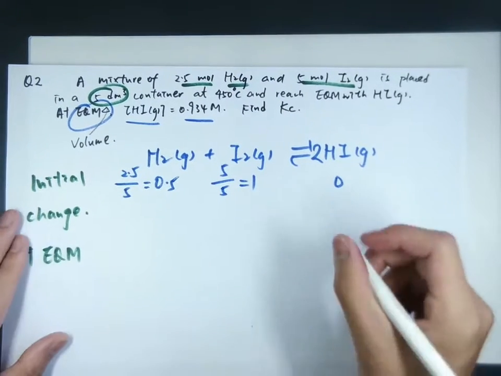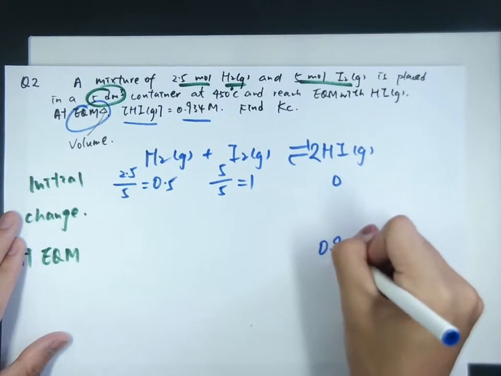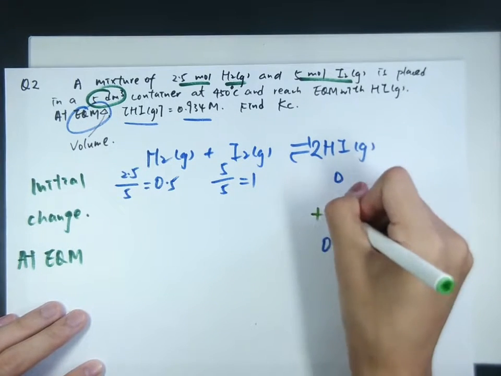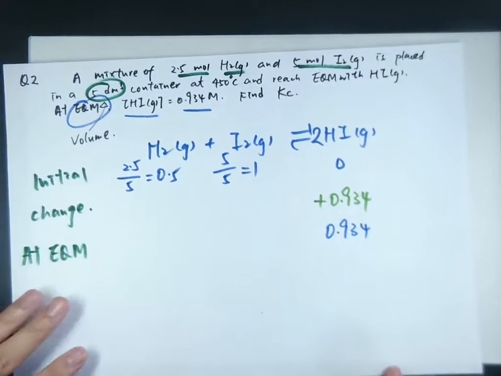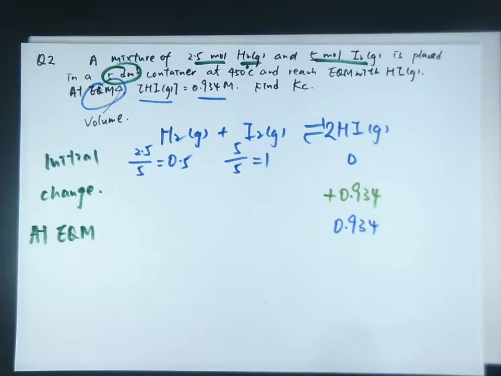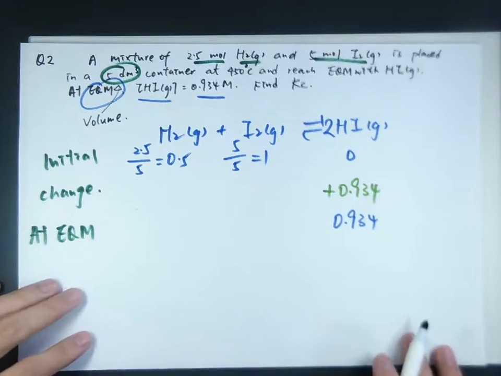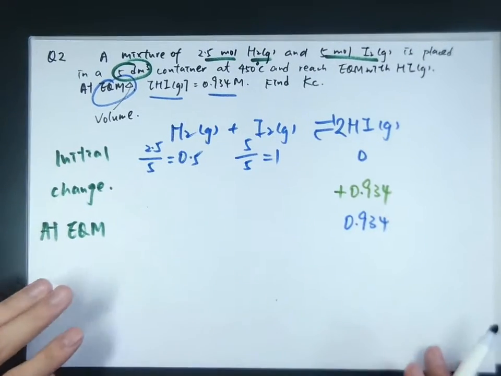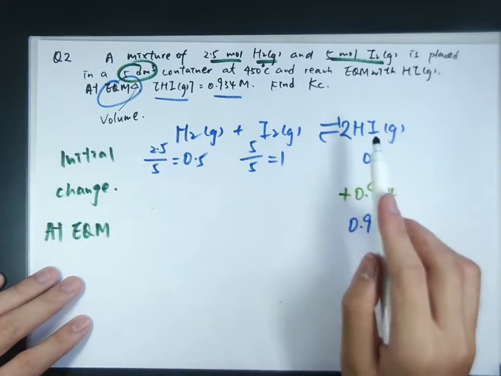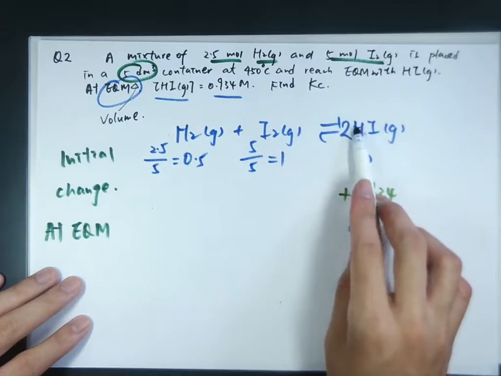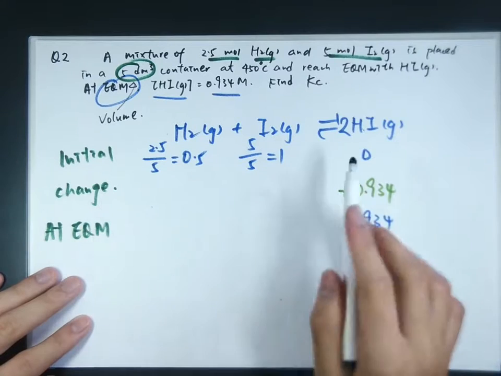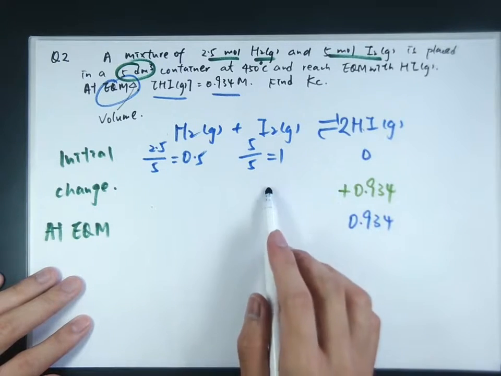So this is 0.934. So what is the change? The change is actually positive 0.934, correct? However, the changes of these two would be very important. If you are careless, then you will get the whole question wrong. Why? Because 1 mole of H2 and 1 mole of I2 form 2 moles of HI. 1, 1, 2. Can you recognize that? So the change in HI would be double that in I2 or H2.